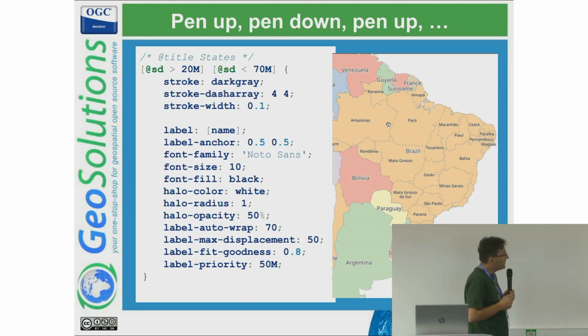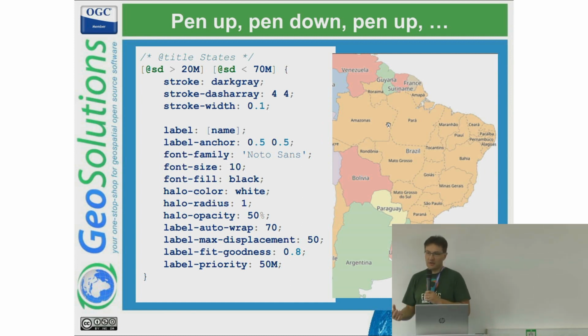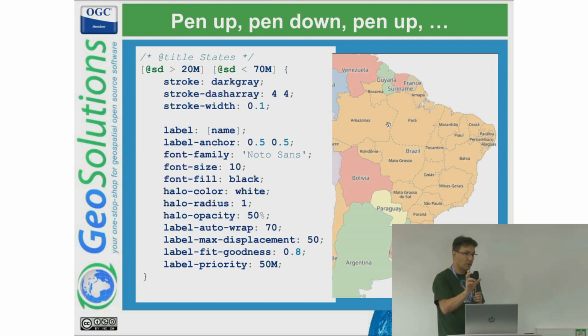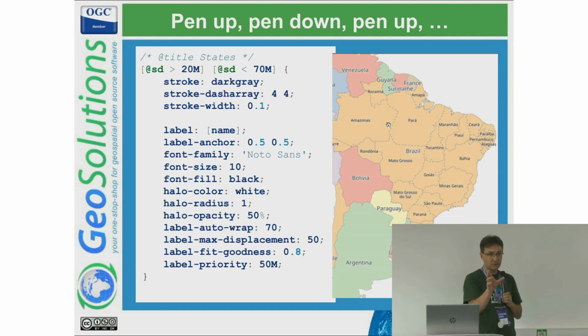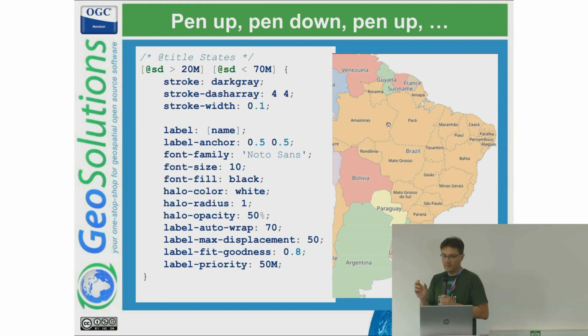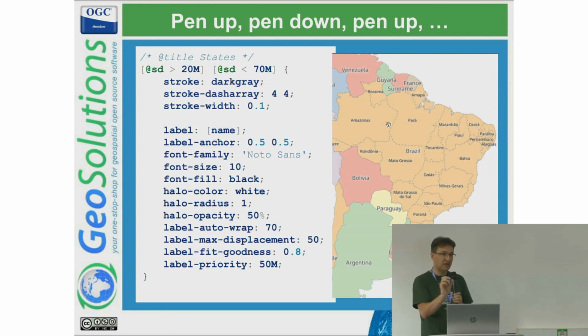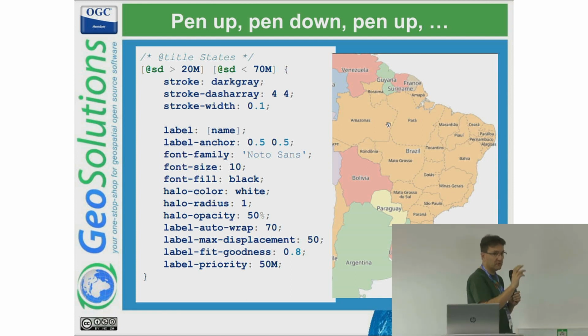Another interesting thing about choices made in this style is the label-fit-goodness property. This property, which is normally called the goodness of fit, is the relationship between the size of the label and the size of the polygon that it's labeling. We don't want the label to be too big compared to the polygon, otherwise it would just hide away the polygon. So the idea is that normally GeoServer would display a label only if it fits at the very least 50% inside the polygon. That's the default value for that property.